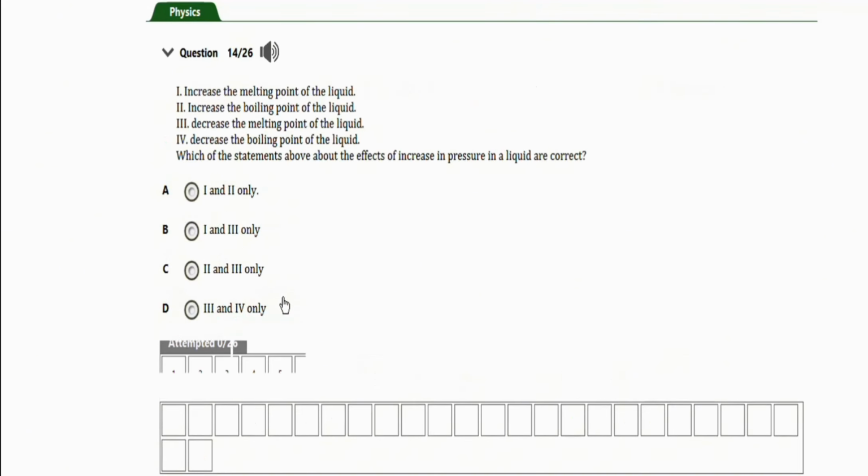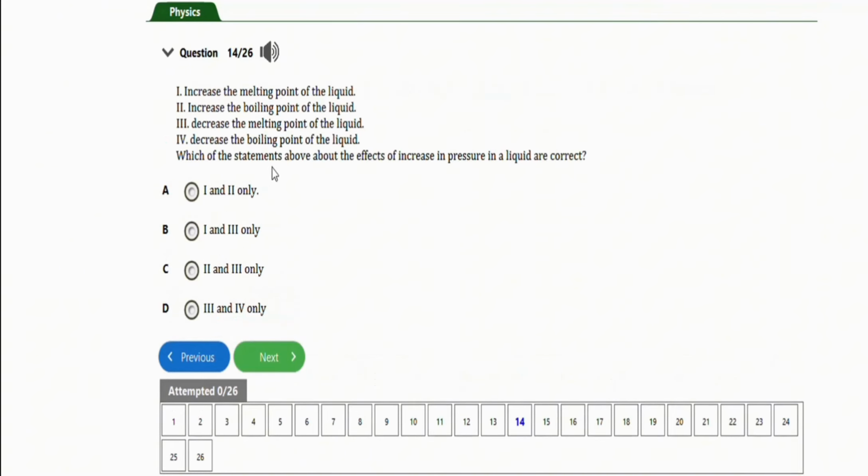Next question will be this one. It says which of the statements above about the effects of increase in pressure in a liquid are correct? So we have I, increase the melting point of the liquid, II, increase the boiling point of the liquid, III, decrease the melting point of the liquid, IV, decrease the boiling point of the liquid. So an increase in pressure in the liquid will basically increase the boiling point of the liquid and decrease the melting point of the liquid. So the correct option is II and III, which is option C.